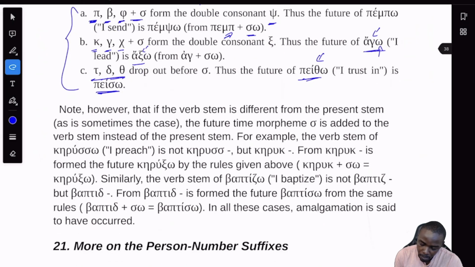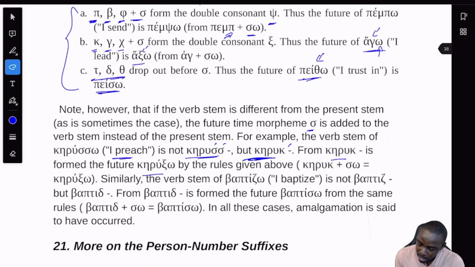Note, however, that if the verb stem is different from the present stem, as is sometimes the case, the future time morpheme sigma is added to the verb stem instead of the present stem. For example, the verb stem of kerusso, I preach, is not kerus. Notice there's not a double sigma, kerus, but keruk. This is the stem. So this is one of the weird forms. You're going to say, how would I know that is keruk? So therefore, from keruk comes kerukso.